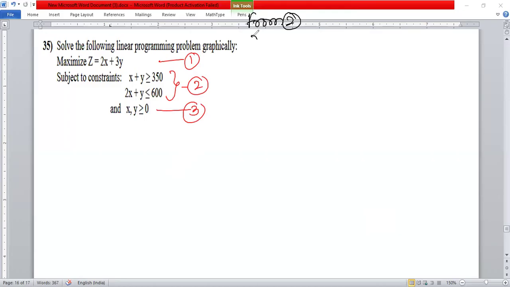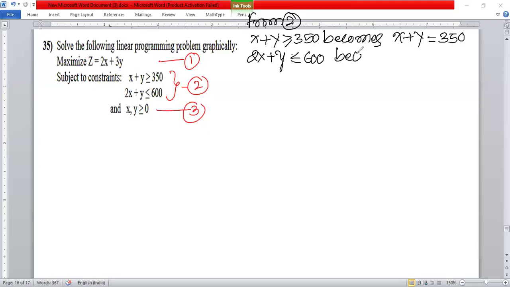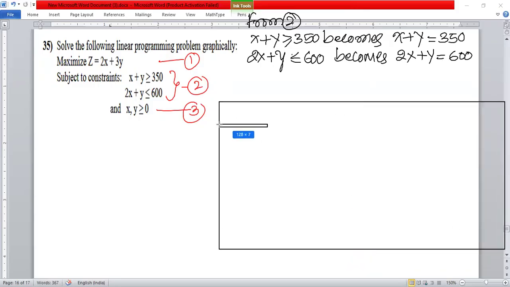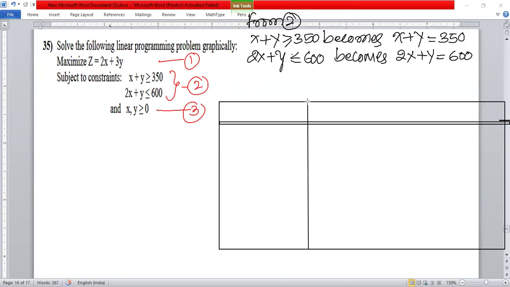So let me start from 2. From 2, x plus y greater than or equal to 350 becomes x plus y is equal to 350. 2x plus y lesser than or equal to 600 becomes 2x plus y is equal to 600. Put y is equal to 0, put x equal to 0.